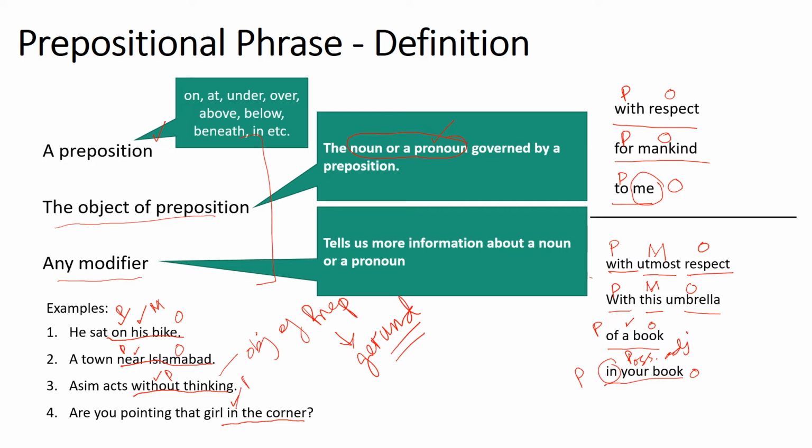In is a preposition, the is an article, that is a pre-modifier, and corner is what? Object of preposition. So in the corner is again an example of a prepositional phrase.